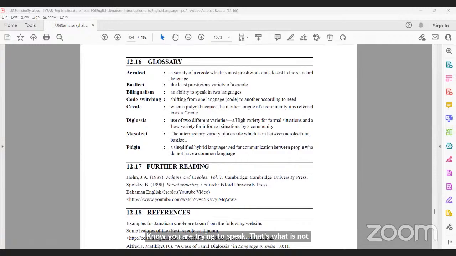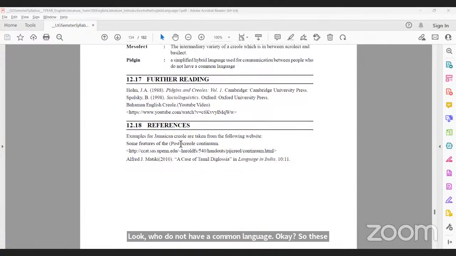Diglossia is again the use of two different varieties, a high variety for formal situations and a low variety for informal situations by a community. Mesolect is the intermediary variety of Creole, which is between aerolect and basilect. Pidgin is a simplified hybrid language used for communication between people who do not have a common language. Okay, so these are some of the things that you have to remember.